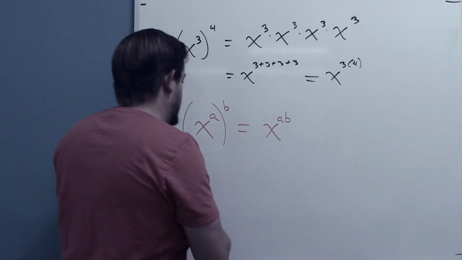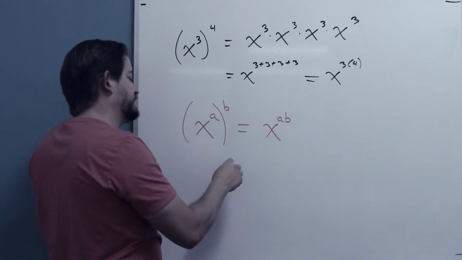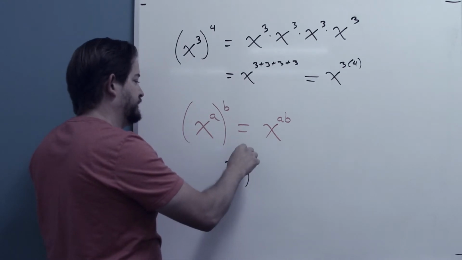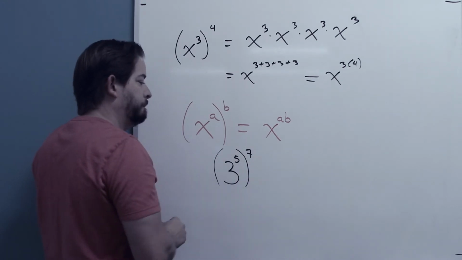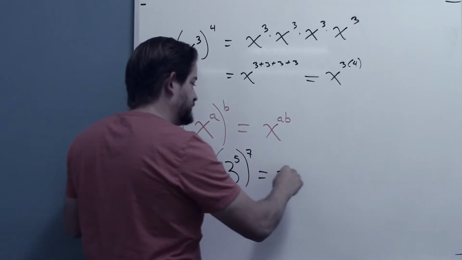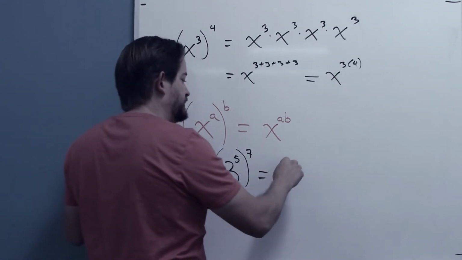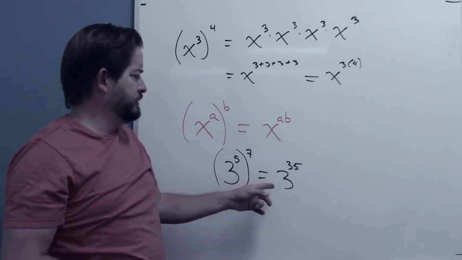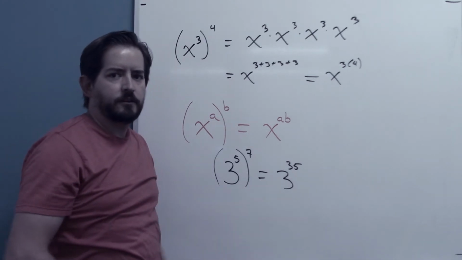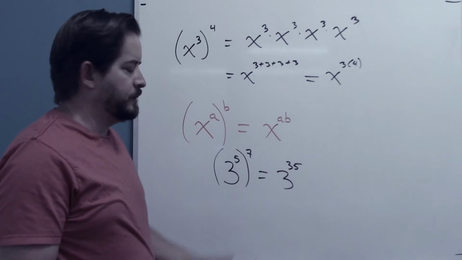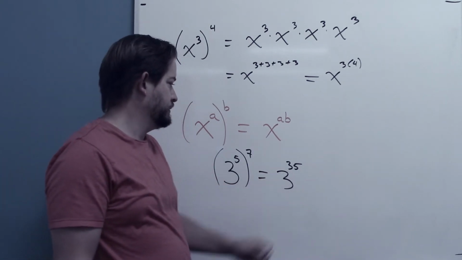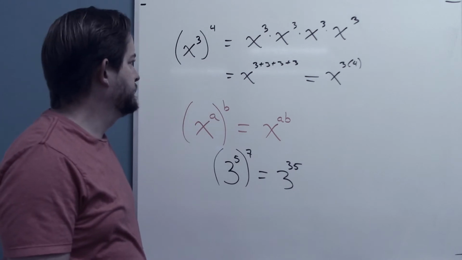Now we can see that in action. If, let's say, it's not necessarily an x, let's say it's a 3 raised to the 5th, and then that's further raised to the 7th, right? Well, this is the same thing as 3 raised to the 5 times 7, so that's to the 35. Don't bother expanding this one out. If you have a calculator and you try, it'll give you something weird because this is a humongous number, right? So don't worry about that just yet.